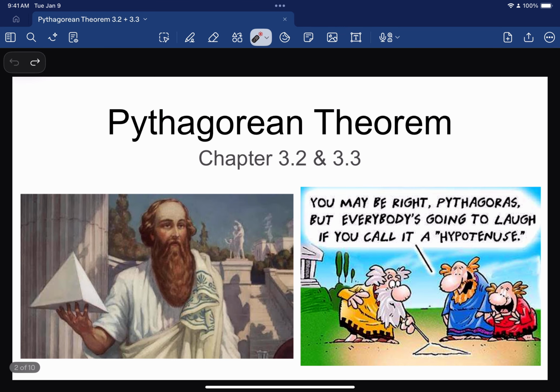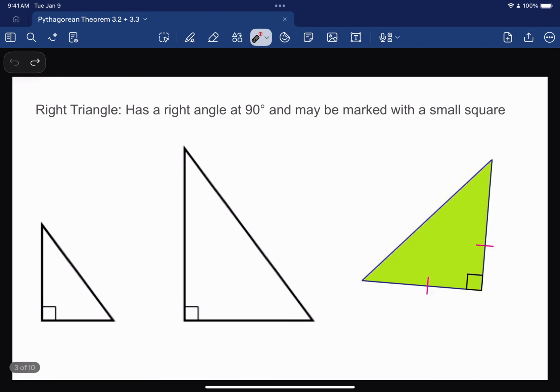So Pythagorean's theorem. You can see this is Pythagoras here with his pyramid, his triangle. He was an ancient mathematician, and he figured out this relationship with right triangles that is very important and very useful. So you may be right, Pythagoras, but everybody's going to laugh if you call it a hypotenuse. Okay, so hypotenuse is one of the key terms we're going to learn about in this unit.